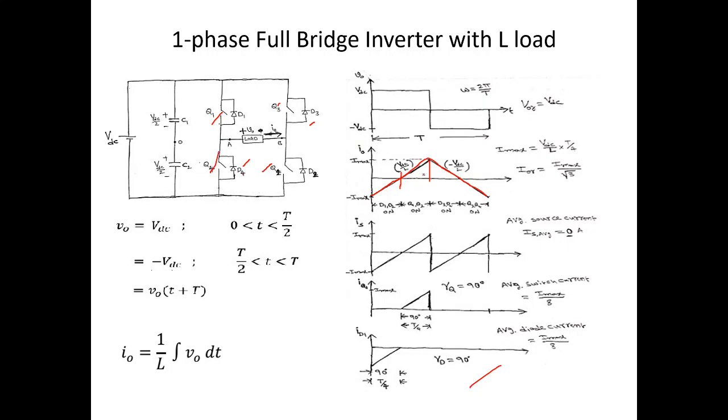Now, for example, if one wants to find the maximum value of the load current under the pure inductive load condition, we know this is the peak value. This slope is equal to VDC by L, and the base is equal to T by 4, where T is the complete switching period. So this slope into this base gives us the peak value, that is VDC by L into T by 4.